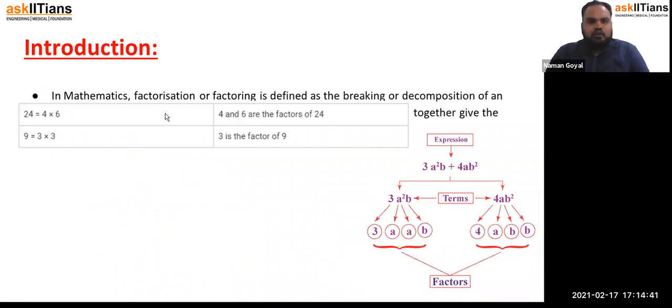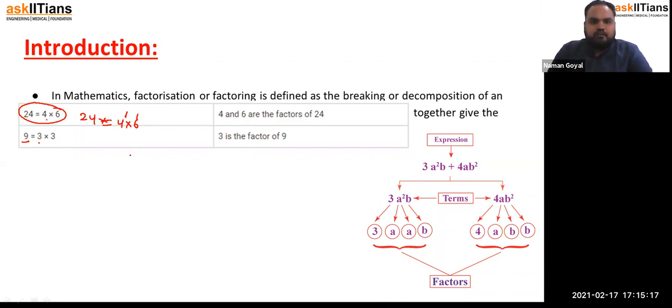Now, in mathematics, factorization or factoring is defined as breaking or decomposing an algebraic expression. For numbers, 24 can be written as 4 into 6, and 4 and 6 are the factors of 24. Similarly, you can write 9 as 3 into 3, and 3 is a factor of 9. Now see, what is the meaning of terms and factors?